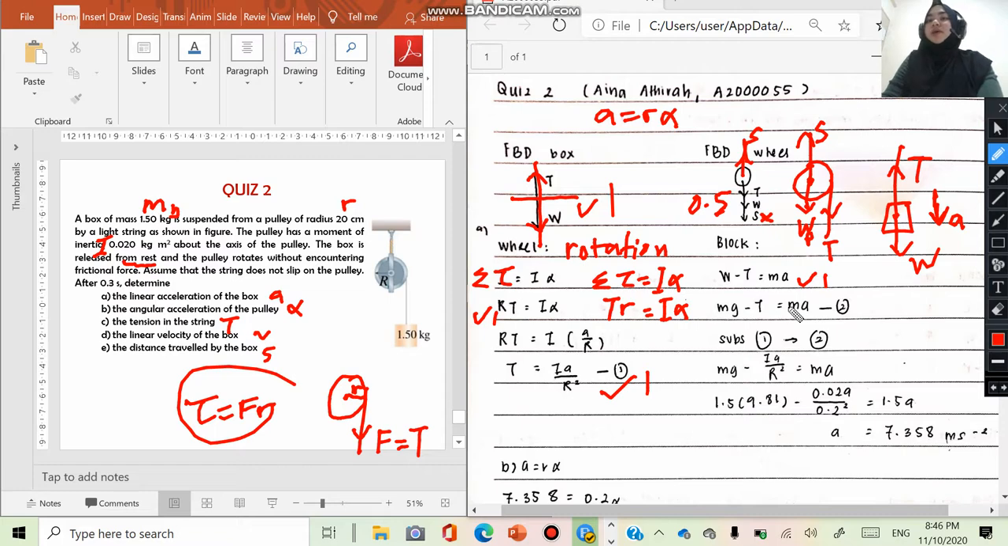Alright. So sekarang apa yang dia buat adalah dia masukkan T dalam equation 1 ni, T ini dalam equation number 2. Okay. Dia masukkan T. Sebab sama kan tension dia. Dia masukkan this one dalam this one. Okay. T. And then that's why ada I, A bahagi dengan R square here. Okay. Lepas tu masukkan all the details. M berapa dah ada kan nilai dia? M berapa? 1.5. G 9.81. I tadi 0.0220. Okay. Dan A kekalkan sebab nak cari.